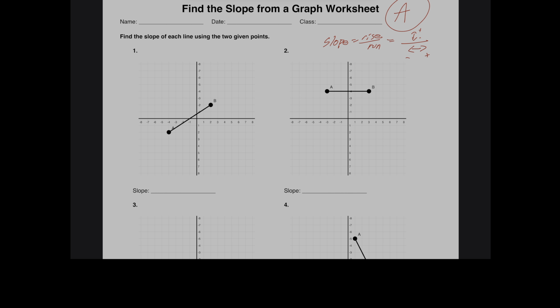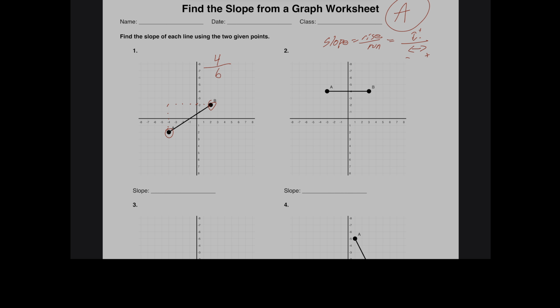Let's do a few. I'm going to look at this dot right here, and I want to get to this dot here. The first thing I'm going to do is look at my ups and downs. How much up did I have to go to get to where B is? Well, 1, 2, 3, 4. I went up 4. If I go up, I write it as a positive. Now my run, I'm going to go over 1, 2, 3, 4, 5, 6.